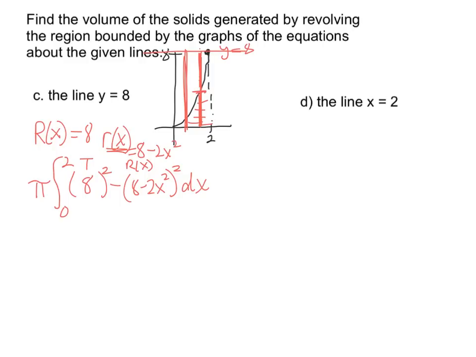Okay, so when I put this in my calculator, I think I work mine by hand because that's what I do. I don't know why. 896 pi over 15 units cubed.